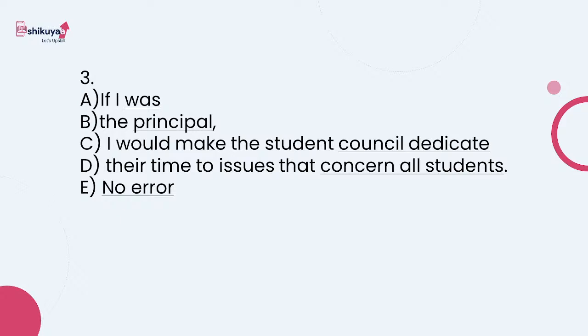There is also no problem, because use of would is absolutely correct. Use of make is absolutely correct. Part D, their time to issues that concern all students. This part is also right. So there is an error in part A. Instead of was, we should use were: if I were.